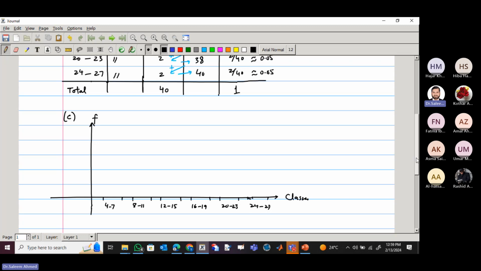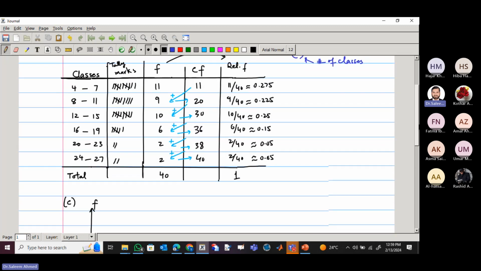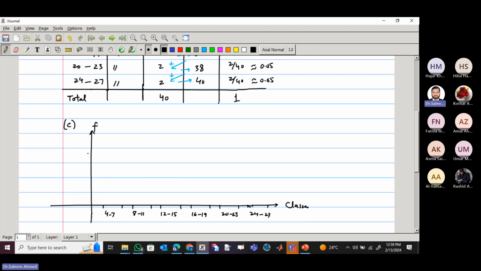Now the highest frequency is 11, right? So I can say maybe 2, 4, 6, 8. If I'm taking each dot as 2, then here will be 8. So if I'm taking this as 2, 4, 6, 8, 10, so that is it, right? So this will be your frequency.